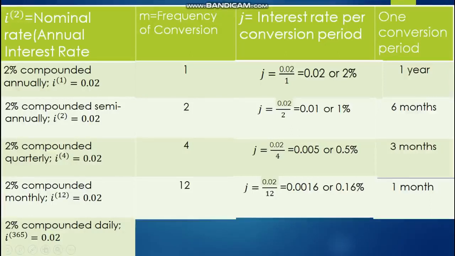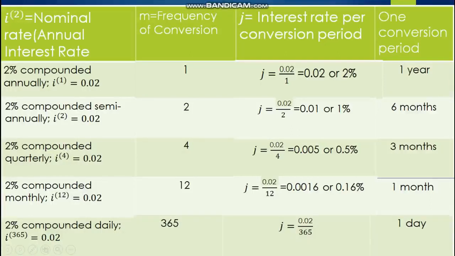Okay? We have 2% compounded daily. So the symbol we use is i raised to quantity 365, equal to 0.02. And our frequency of conversion is 365, because we are going to use 365 days in a year. Our j, or the interest rate per conversion period, is 0.02 divided by 365. And one conversion period is 1 day.